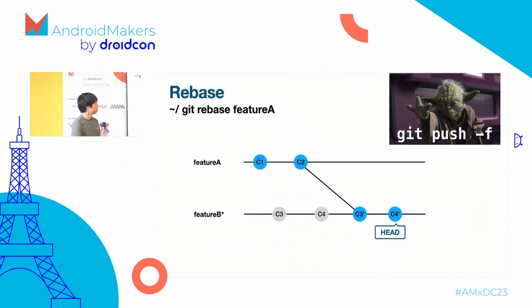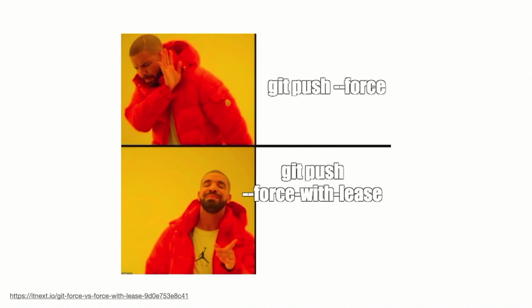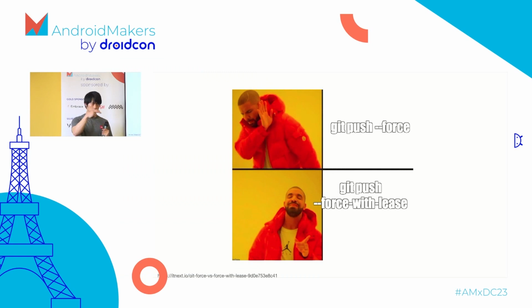There is another command, git push force with lease. What does this command do? Basically, when you are doing the rebase to change the history, it checks if somebody changed the tree or something got merged in the branch. If this happened, when you perform the git push force with lease, it will just block you. You cannot push force. So it's just a layer of protection.